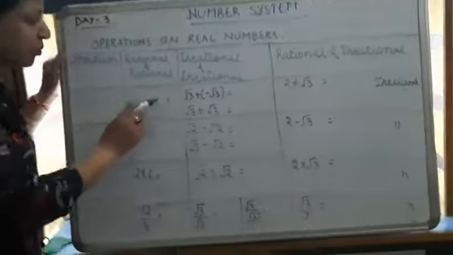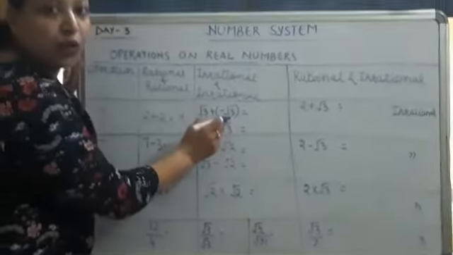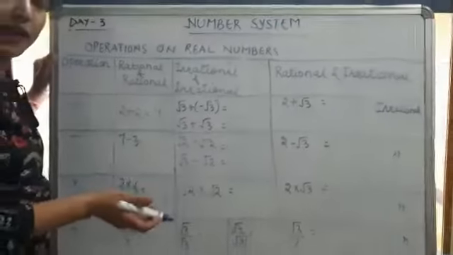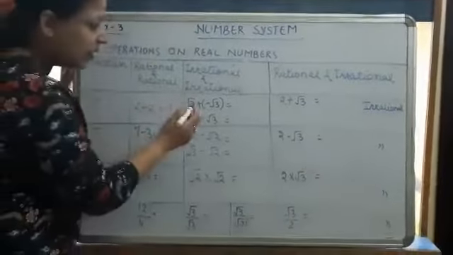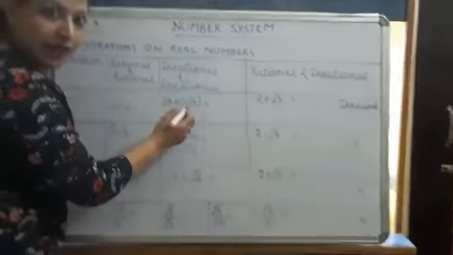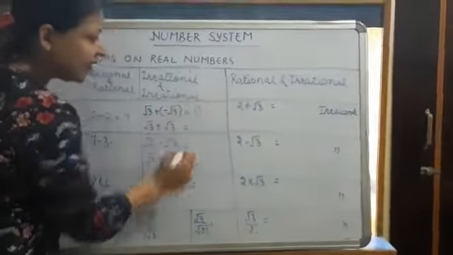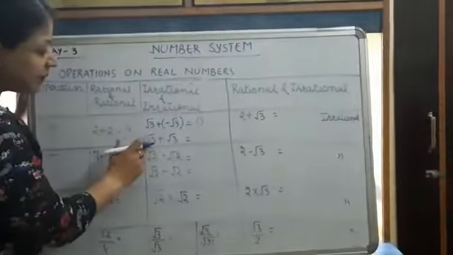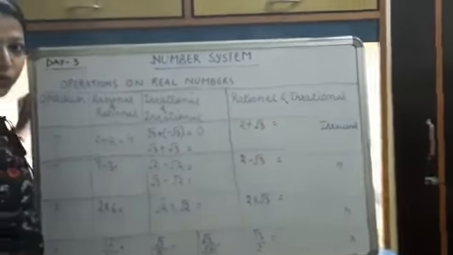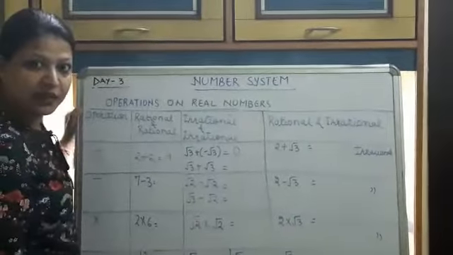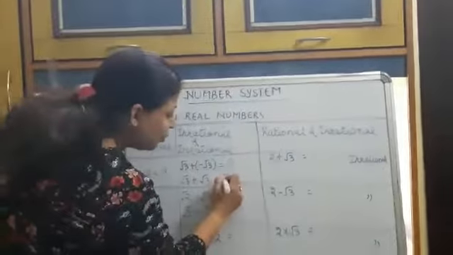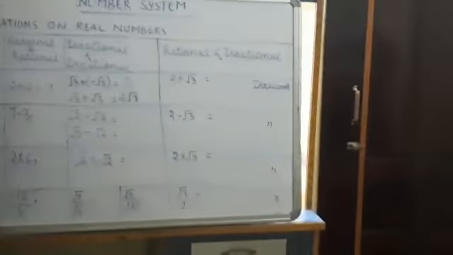4. This will be rational. If we are going to add two irrationals, what will I get? I may get rational, I may get irrational also. Now, root 3 plus minus root 3, what will I get? 0. And root 3 plus root 3, what will I get? It will be 2 root 3.